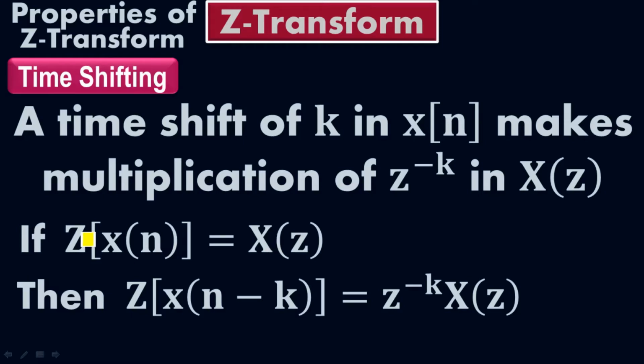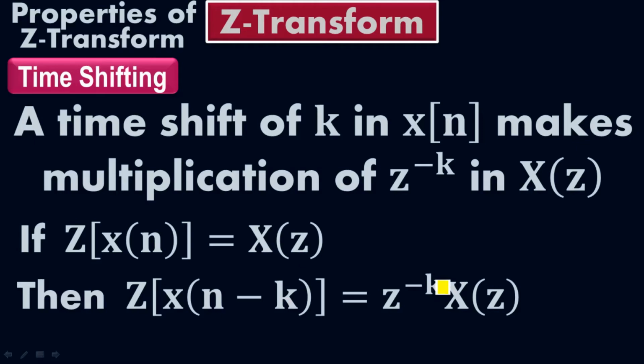If the Z transform of x of n equals x of z, then the Z transform of x of n minus k equals z to the negative k times x of z. Remember, n minus k means the shift of time in x of n. I have x of n, but here I have the shift of k. So the Z transform of x of n minus k, which is the time shift of k, makes a multiplication of z to the negative k with the Z transform. You will get z to the negative k extra with the Z transform.